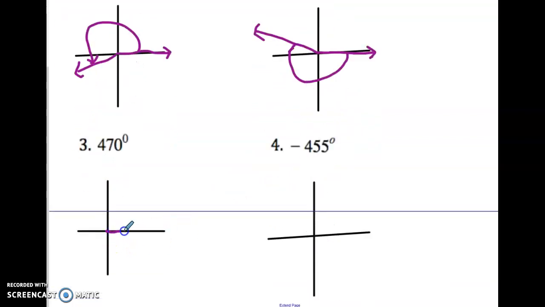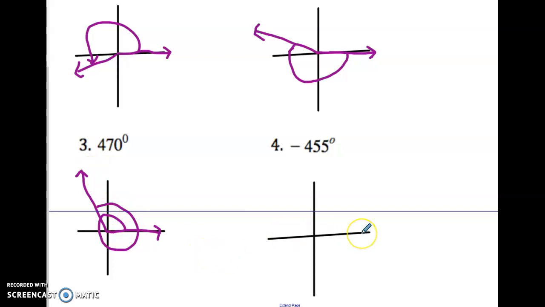470 then, so we draw our initial side first, and then let's just count. 90, 180, 270, 360. 360 plus 90 more would be 450. Then another 20 from that. So it would go all the way around and then over here. You have to show that it is going all the way around and then some.